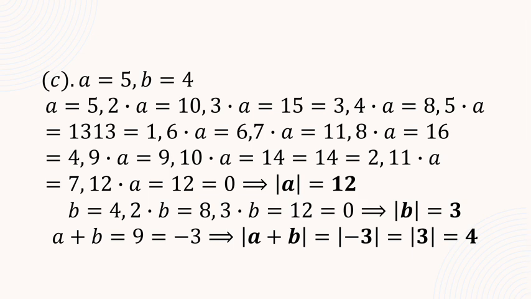B equals 4, 2 times B equals 8, 3 times B equals 12, equals 0. So absolute B is equal to 3. A plus B equals 9, equals negative 3. So the absolute A plus B equals absolute negative 3, equals absolute 3, equals 4.